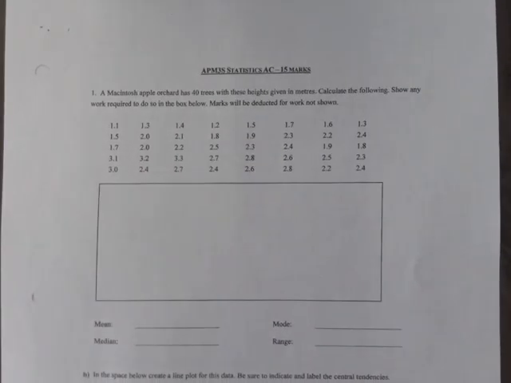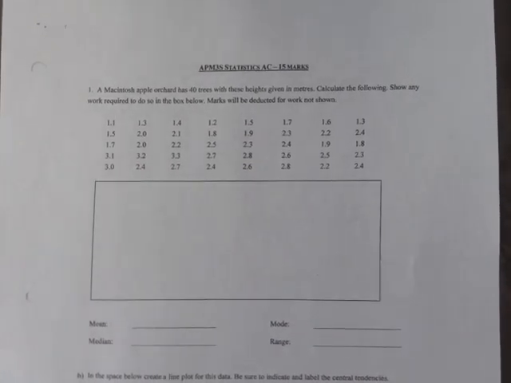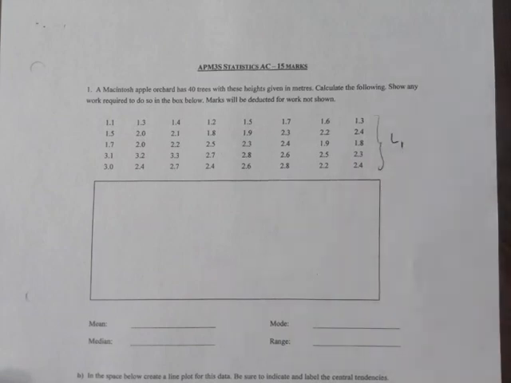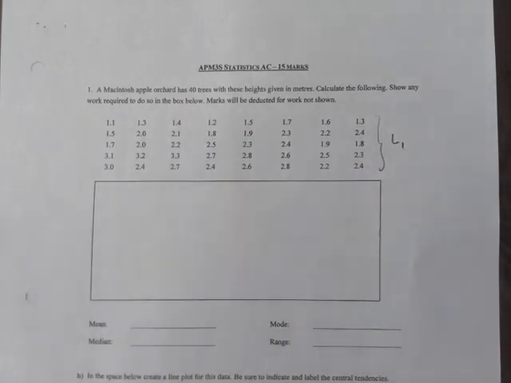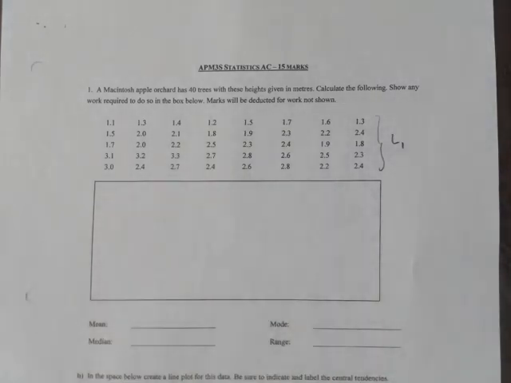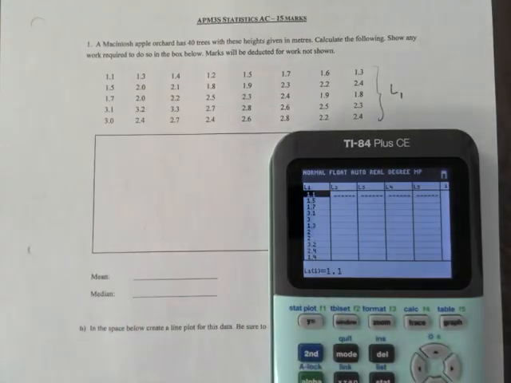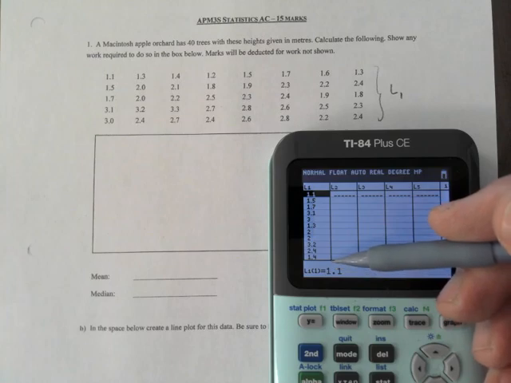All right, so this is how you would solve a question like this. Naturally, you enter all of this goes into L1, right? So if you don't have different categories, if you just have a bunch of data, that all goes into L1. It's going to change down the road when you have different categories, okay?